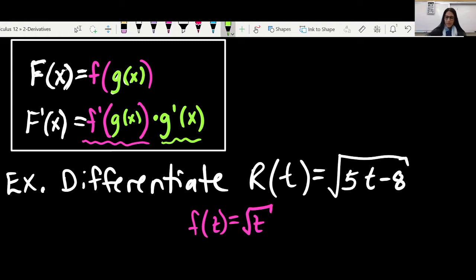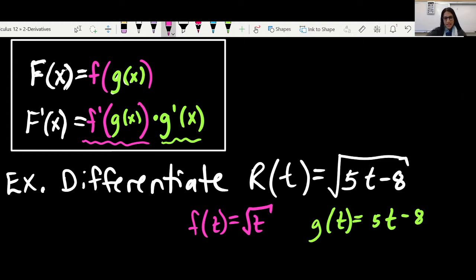And then if I want to make this clear, my g of t would be the inner function, the one that fits into that root t, and that would be this 5t minus 8. So you're starting to get a sense of it, it's kind of like working backwards from when we first learned substitution. So basically think big picture, start with the outside and work your way in to get some organization with this.